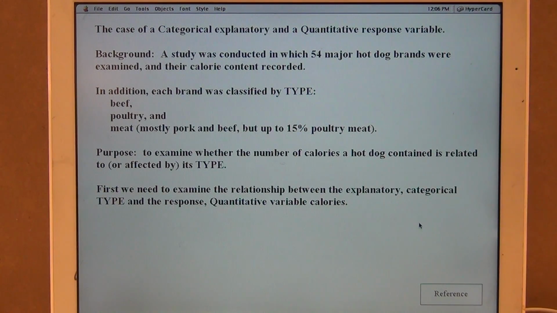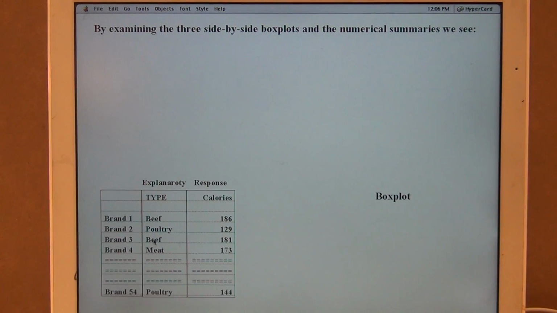All right, let's take a look here now. So this is what the data set looked like, although this is only part of the data set. So you had brand number 1, and it was beef, and it had that many calories. And brand number 2 was poultry, and it had this many. And brand number 3 was beef, and it had that many. And brand number 4 was the meat, and that many, all the way down to brand 54.